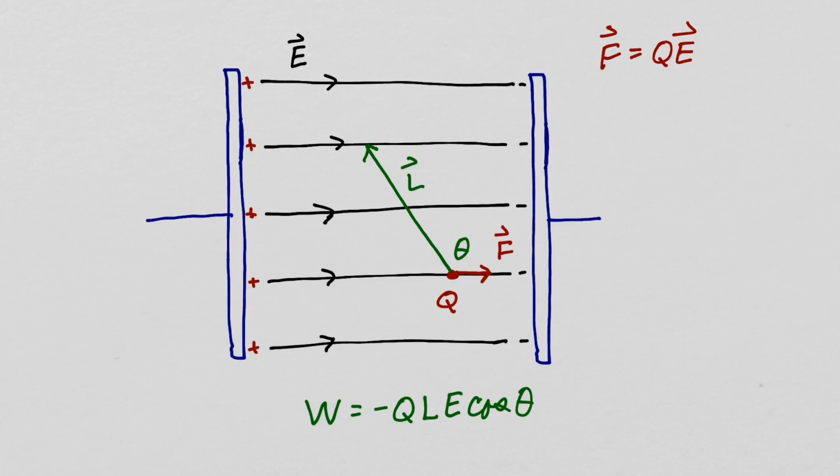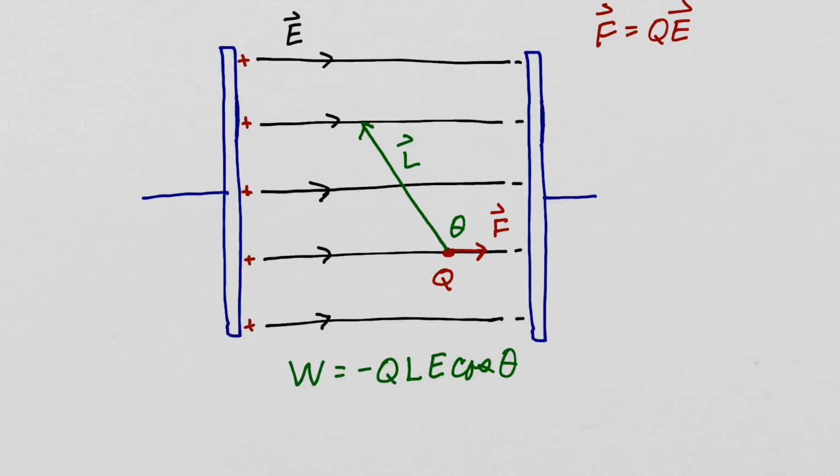This term right here is just the dot product between the electric field intensity and our displacement L. So the work is equal to minus Q times the dot product between the electric field intensity and our displacement. So we will find use for the dot product in describing physical phenomena such as moving a charge around in an electric field.